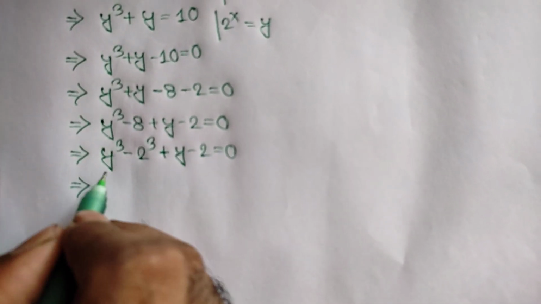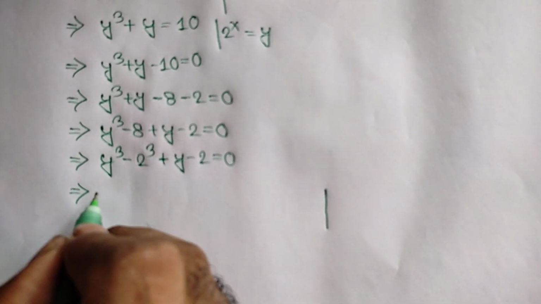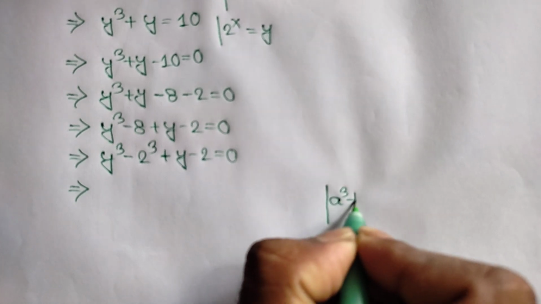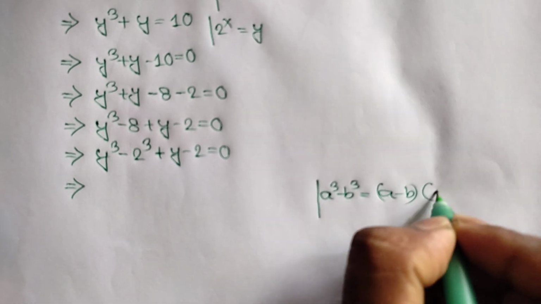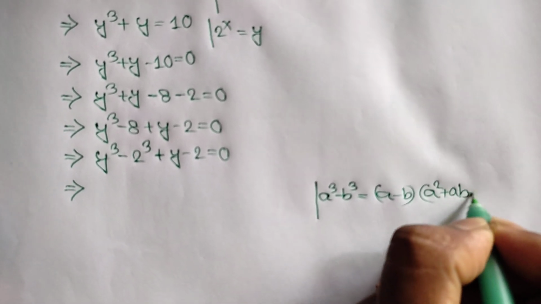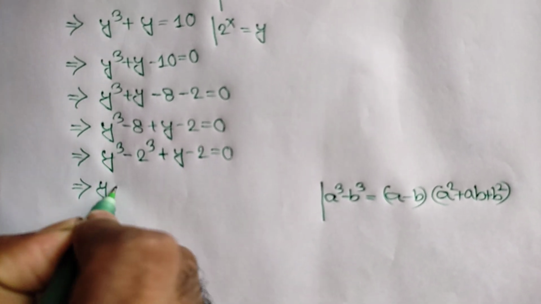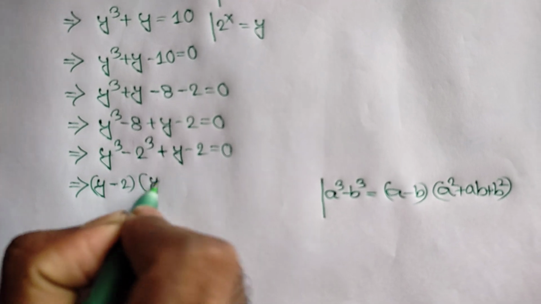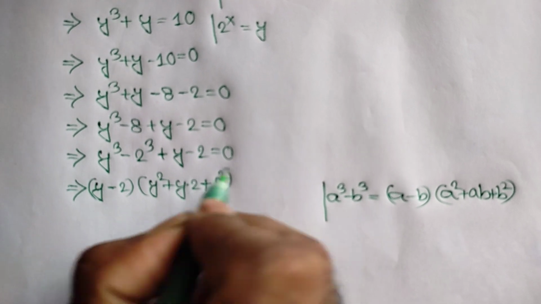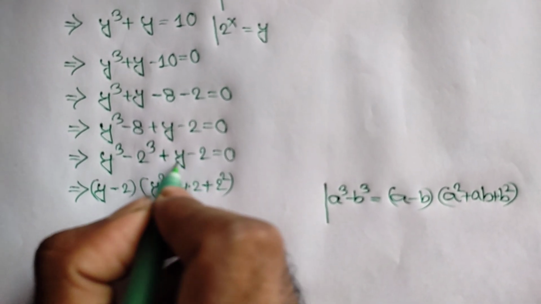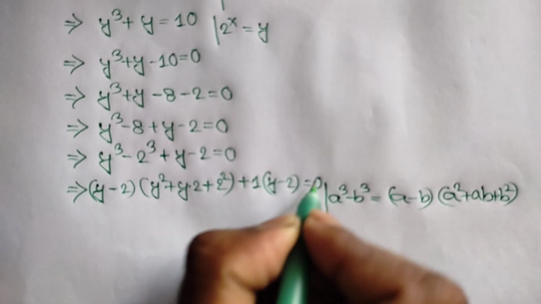Now here we can apply an algebraic formula. The formula is a cube minus b cube is equal to a minus b times a square plus ab plus b square. Applying this formula here, we can write y minus 2 times y square plus y times 2 plus 2 square, and taking the common factor from the last two terms we get plus 1 times y minus 2 is equal to 0.